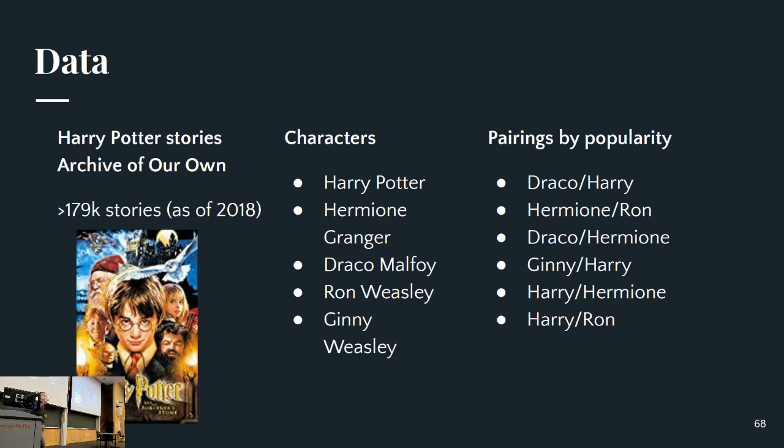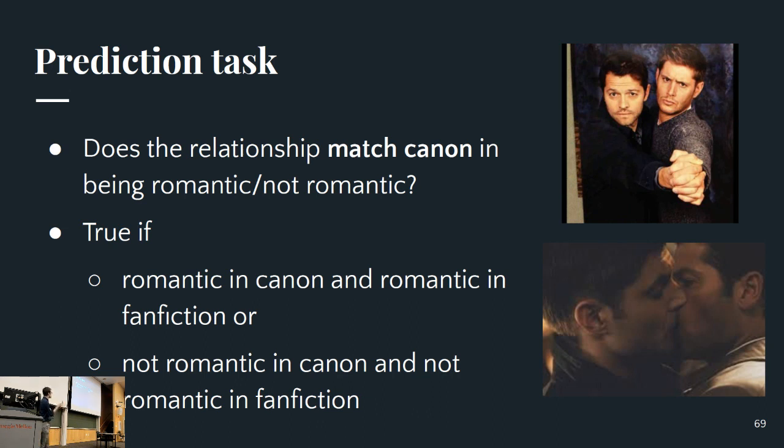If you're not familiar with Harry Potter, none of this will make sense at this point, but other slides will. So we narrow it down to 6 popular pairings, and we set up another machine learning prediction task. Our question here is a little bit tricky: does the relationship match canon, being the original stories, in being romantic or not romantic? We have 2 characters, and this is true if they're romantic in canon and romantic in fan fiction, or if they're not romantic in canon and they're also just friends in fan fiction. It's false if there's a difference. So we're asking, does the fan fiction author change this relationship in this particular story?